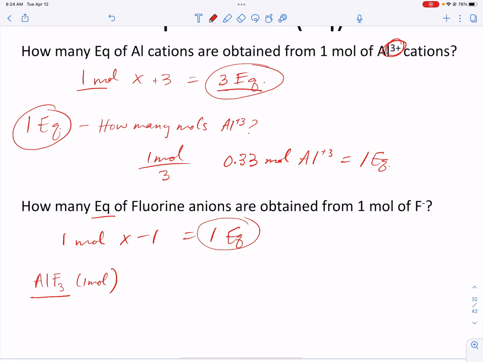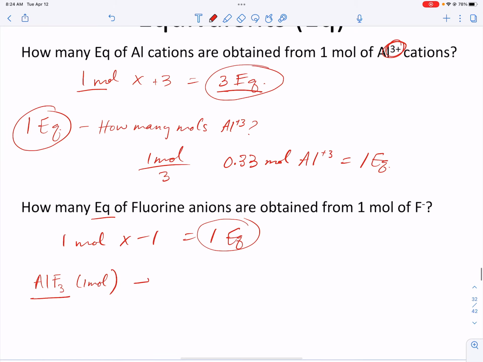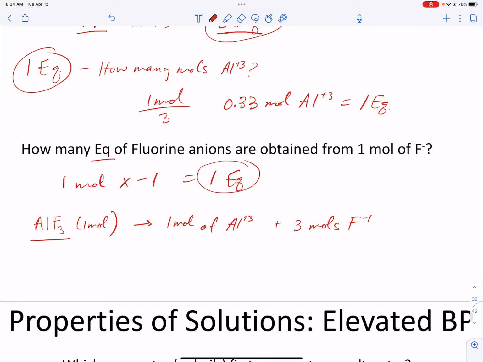If I have 1 mole of this substance, when that dissociates, I have 1 mole of aluminum plus 3 cations. How many moles of fluoride anions am I going to have? For every 1 aluminum cation, I need 3 fluoride anions. So if I have a whole mole of aluminum cations, I need 3 whole moles of fluoride anions. Okay? Now from here, I think you can get it.